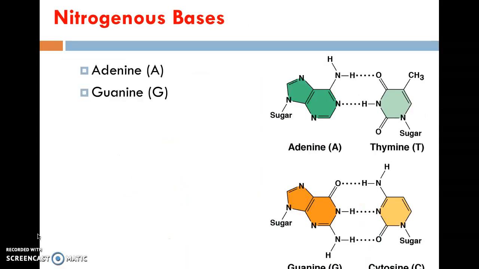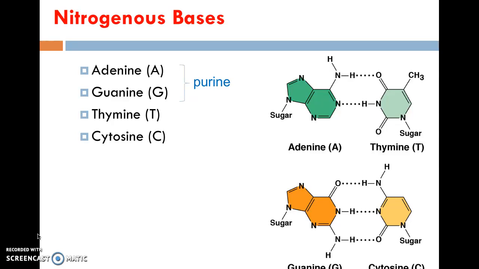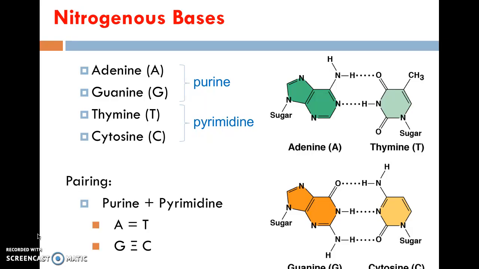Something to note about the nitrogenous bases: adenine and guanine are also known as purines. So what exactly is that? It's another name for a molecule with 2 organic rings, organic meaning carbon-based. So there are 2 rings for adenine and guanine. Thymine and cytosine are not called purines, but pyrimidines. What does that mean? Their molecule is 1 single organic ring.